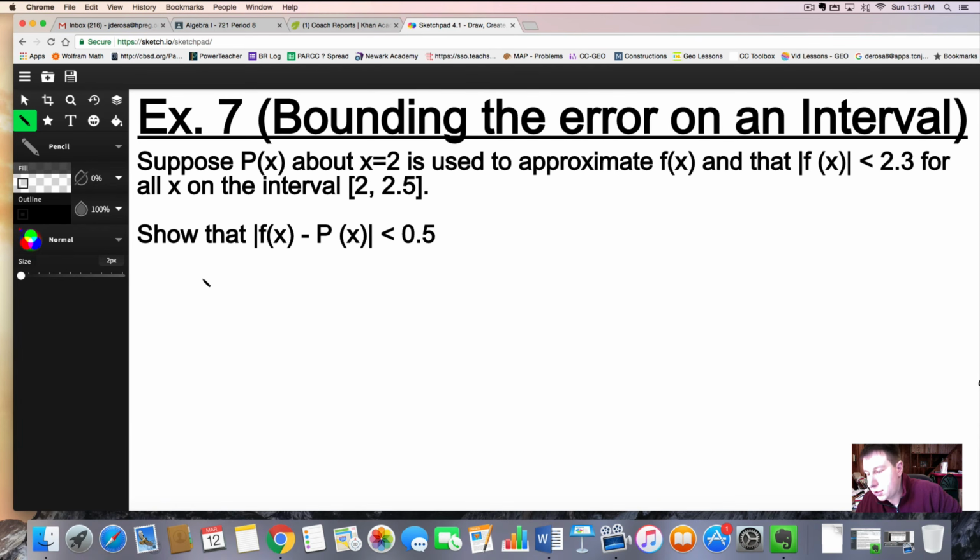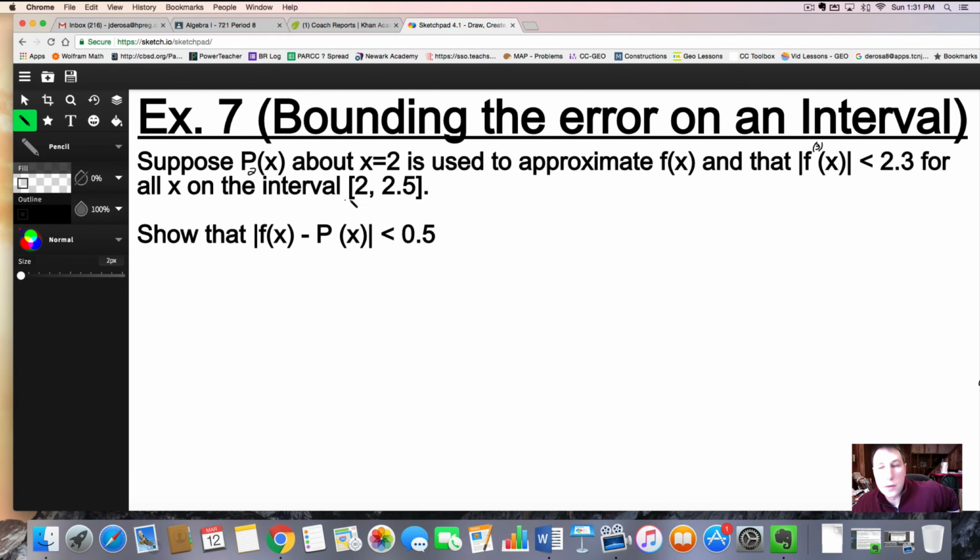Okay, so here we're going to look at example 7, which is about bounding the error on an interval, another chance to apply the Lagrange formula for the remainder in a slightly different context. So let's take a look at the example. Copy this down into your packets. It says, suppose p sub 2 of x, I'm going to add some subscripts here, about x equals 2 is used to approximate f of x, and that the third derivative of f at x is always less than 2.3. The absolute value of that is always less than 2.3. That's a third derivative.